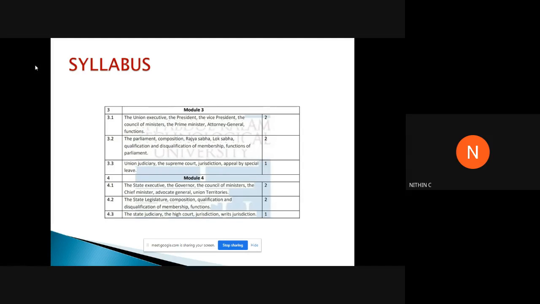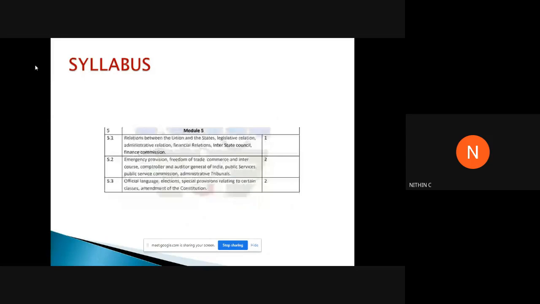Then the parliament composition, Rajya Sabha, Lok Sabha, qualification and disqualification of membership, functions of parliament, then union judiciary, the Supreme Court, jurisdiction, appeal by special leave. Then in module 4 we'll be dealing with state executive, that is starting from governor, council of ministers and the chief minister, AG, advocate general, union territories. Then state legislature composition, qualification and disqualification of membership, then functions, then high court, writs, jurisdiction and all.